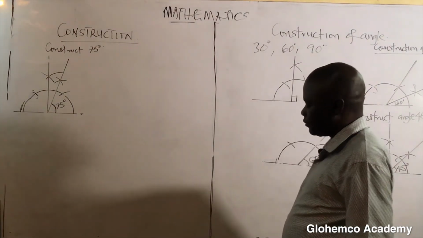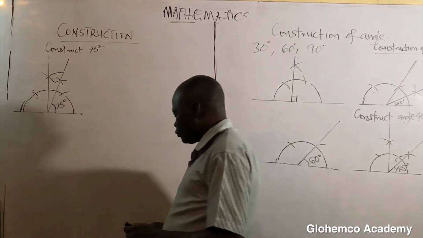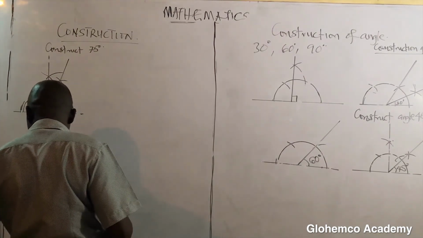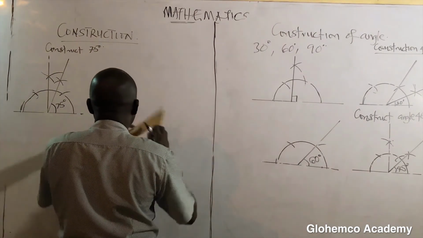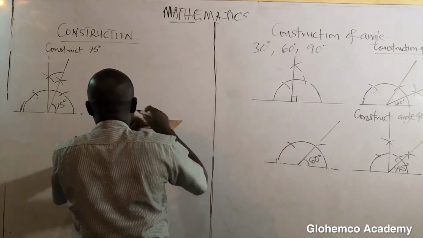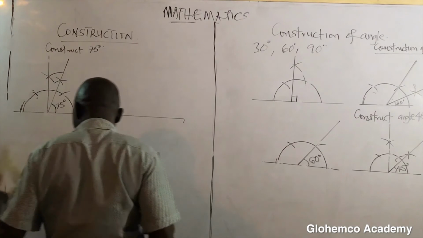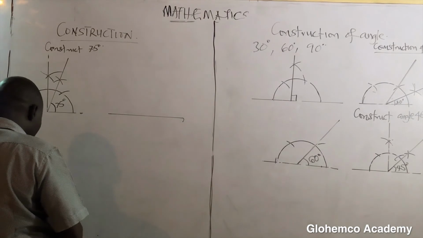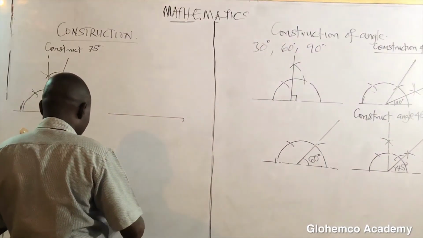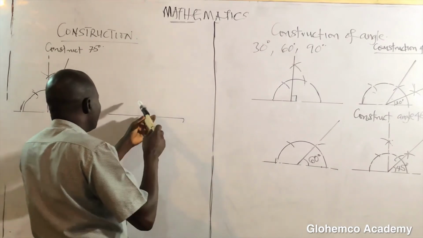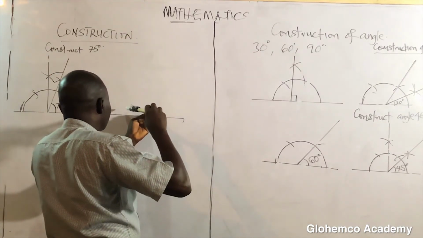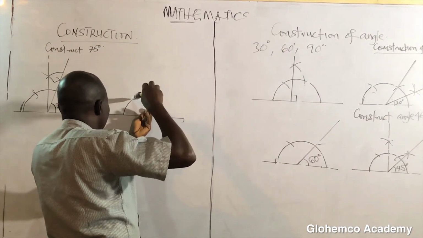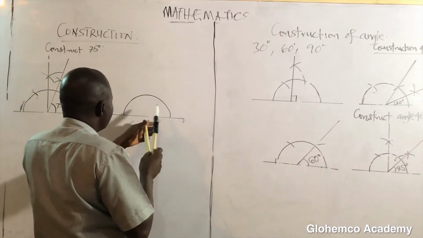Now, what of 120? 120 is very straightforward. What we need to do is to draw a straight line. After drawing a straight line, follow through. Get your semicircle. We have something like this. These are semicircles.